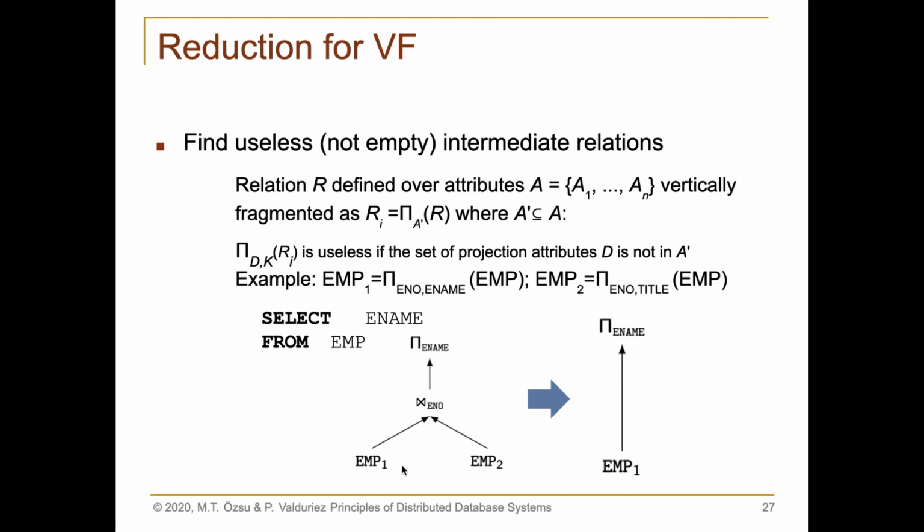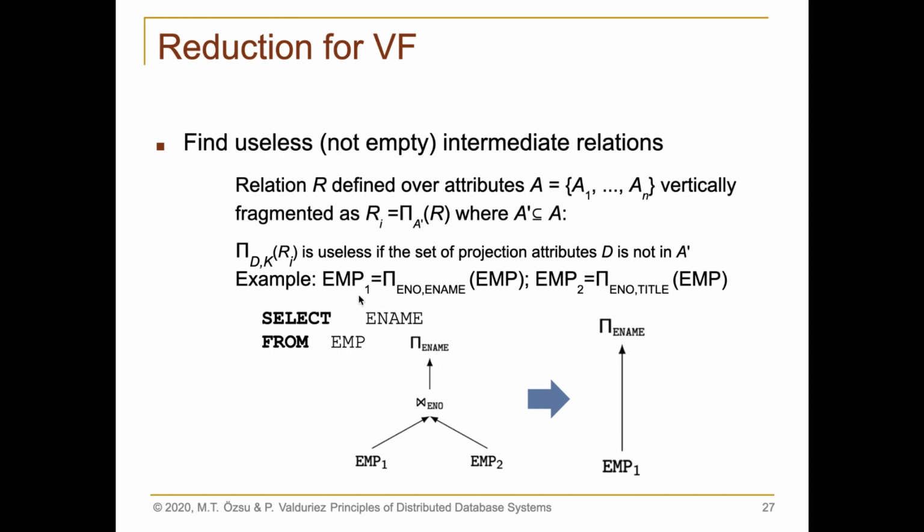Any operation applied on the employee relation, which is further vertically fragmented as employee 1 and employee 2, accesses the equijoin of its subrelations. So for that purpose, select ename from employee accesses the equijoin of employee 1 and employee 2 by using the join attribute enumber. And after acquiring the result of this join operation, projection is executed.